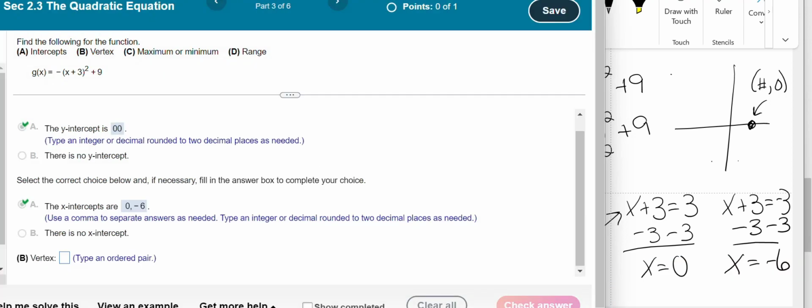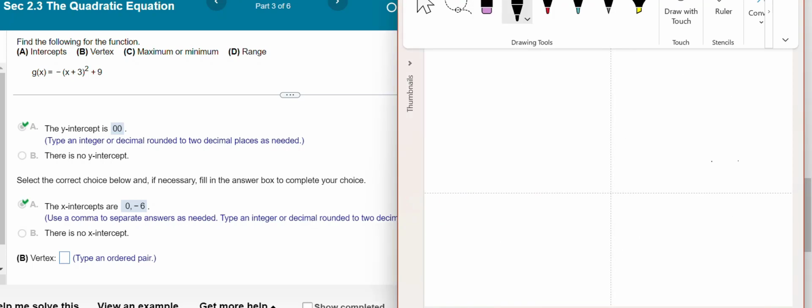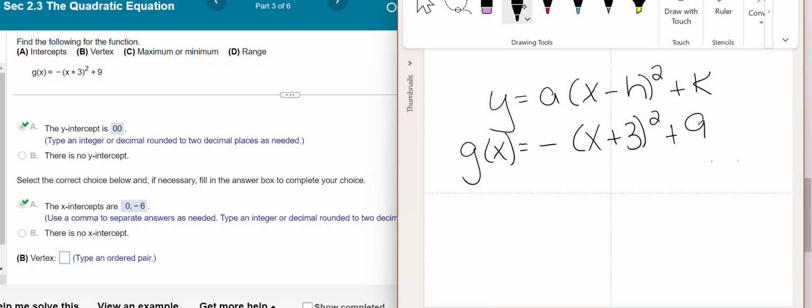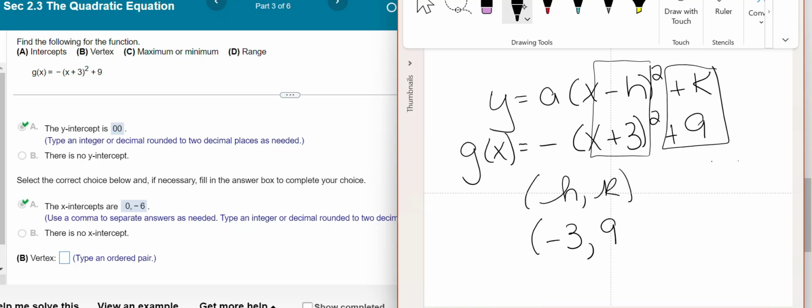Now it asks us to find the vertex. The vertex is super cool. We have a vertex formula, and that says y equals a times (x minus h) squared plus k. Now I'm going to write down our equation right underneath it, and we can say g of x. The vertex is (h, k). When I look at my h value, it's the opposite of what we see, so we're going to write negative 3. And my k value is 9. So (negative 3, 9) is our vertex. Yay!